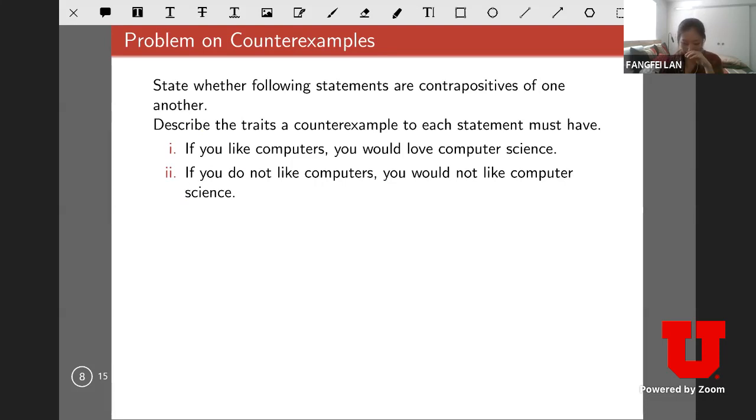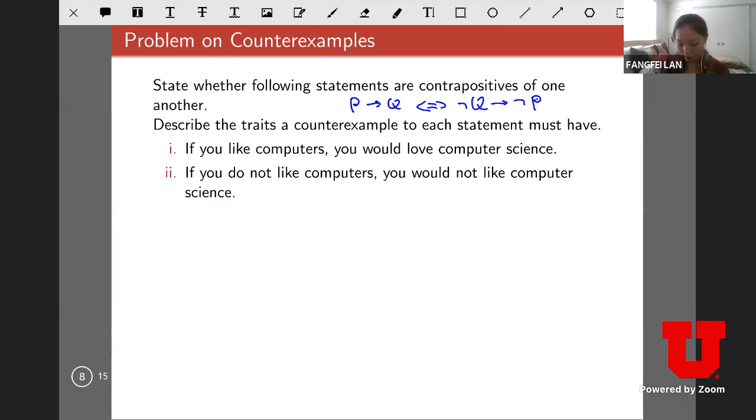Okay, this one is about counterexamples. Shouldn't be too hard. State whether the following statements are contrapositives of each other. So what does contrapositive mean? If we have P implies Q, what is the contrapositive of P implies Q? Anyone? Negation of Q implies negation of P. Yes, exactly. So these are actually equivalent statements. Negation of Q implies negation of P.